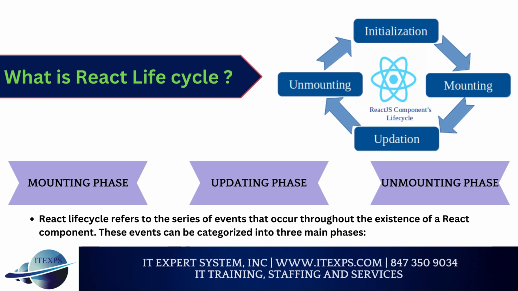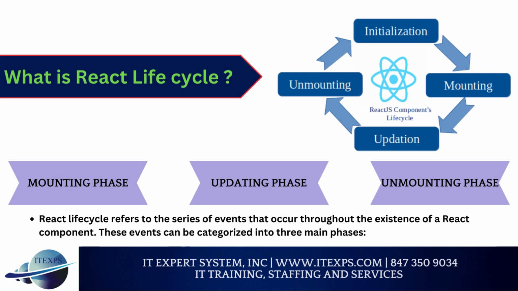Updating phase. Static get derived state from props. Similar to the mounting phase, this method is also called before rendering when new props or state are received. Should component update. This method is called before rendering when new props or state are received. It determines if the component should re-render or not. By default, it returns true. Render. Again, the render method is called to update the UI.